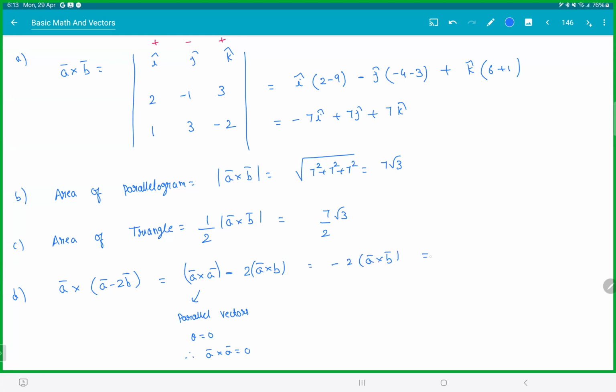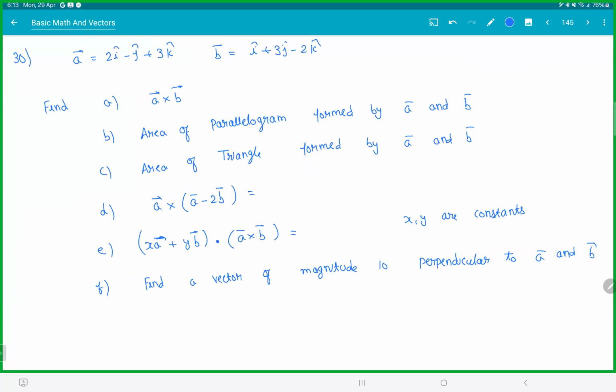So indirectly I'm asking you 2 times A cross B. And what is A cross B? Already calculated: 7i, 7j, 7k. Easy. So there is no need to solve 2a minus 2b and then again do all the dot product. You can just simplify from here.